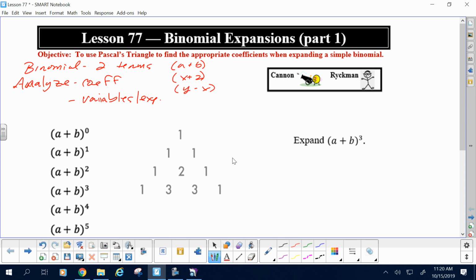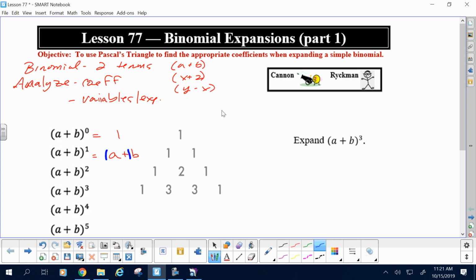All right, so look at this. Some of these you know. A plus b to the 0. What is anything to the 0? 1. Cool. That's the easiest expansion of all. The second easiest expansion is a plus b to the first. A plus b. You can notice that the coefficients are 1 and 1. Well done.